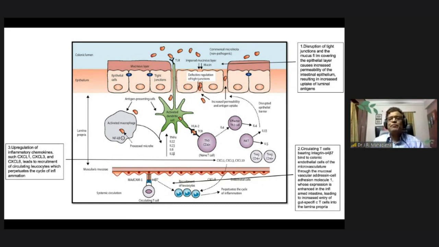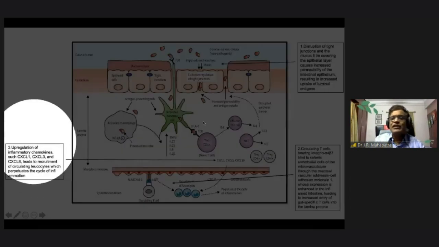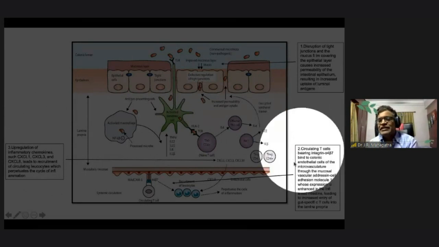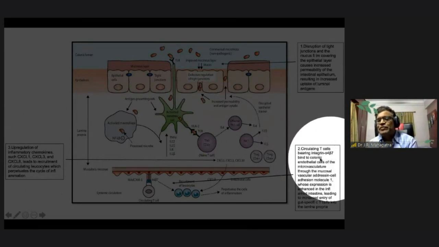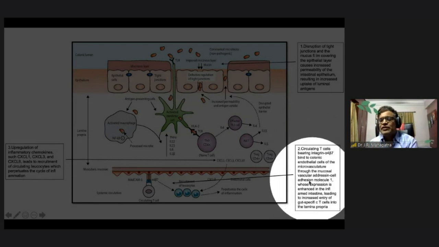And if there is a problem with apoptosis, which is programmed cell death, if someone is preventing this apoptosis, there is upregulation of inflammatory cytokines leading to recruitment of circulating leukocytes, which perpetuates the cycle of inflammation. This is important. Upregulation of inflammatory cytokines: these circulating T cells bearing integrin alpha 4 beta 7 bind to colonic endothelial cells of the microvasculature.